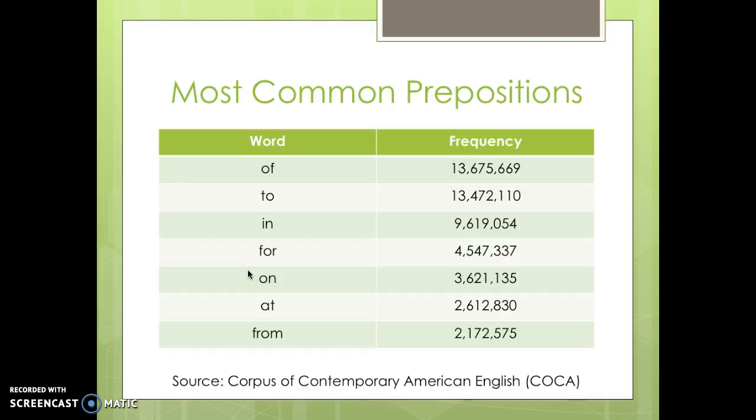The 7 most common prepositions are of, to, in, for, on, at, and from. I had a little bit of difficulty trying to figure out how to find these words as prepositions in the COCA, but once I figured out how to identify the parts of speech, I was able to find these and was surprised by the high frequency of of, to, and in. I expected to and on to be more frequent than others, but obviously of and to are the most frequent prepositions.